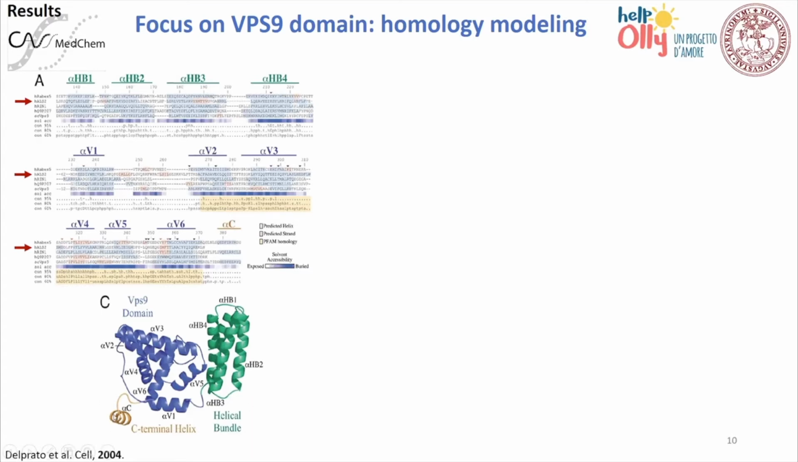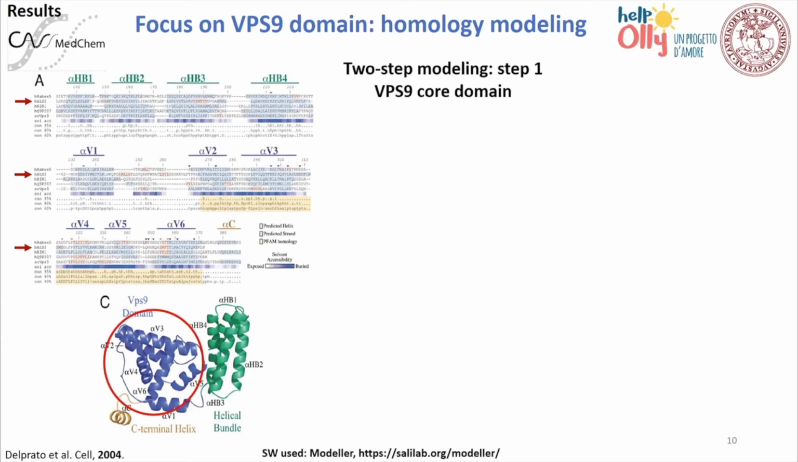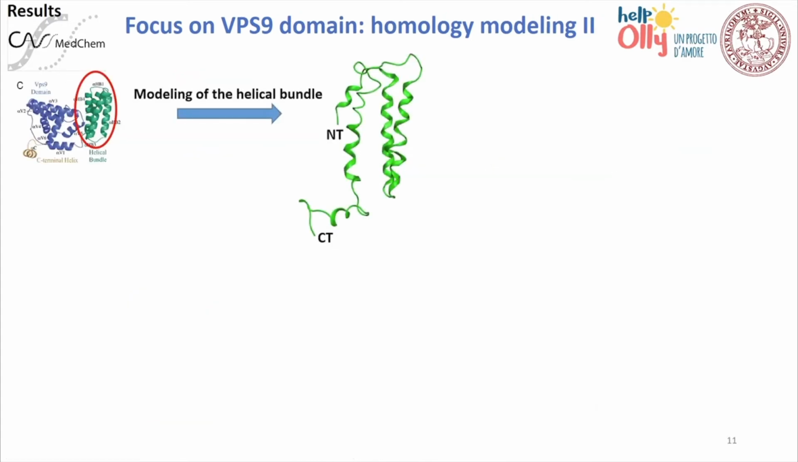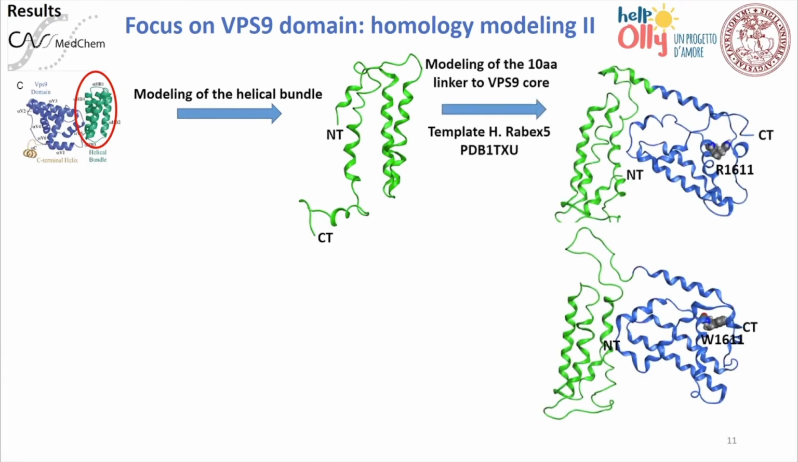And after trying to model the overall sequence of the VPS9 domain, we concluded that we had to do the same. So first of all, we did step one of our two-step modeling by modeling the VPS9 core domain for, of course, the wild type and mutated sequence, and then we obtained reasonable models. Later on, we moved to the helical bundle portion, also here obtaining more or less reasonable structures, and then we joined them together by modeling the linker of 10 amino acids, connecting them in the sequence.